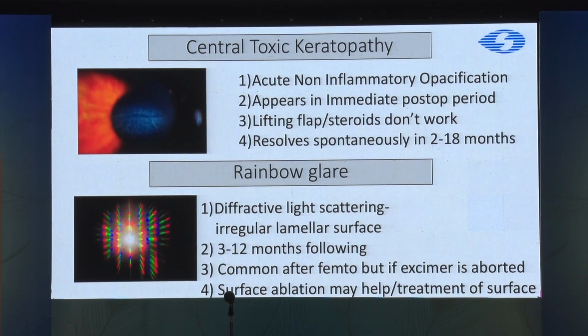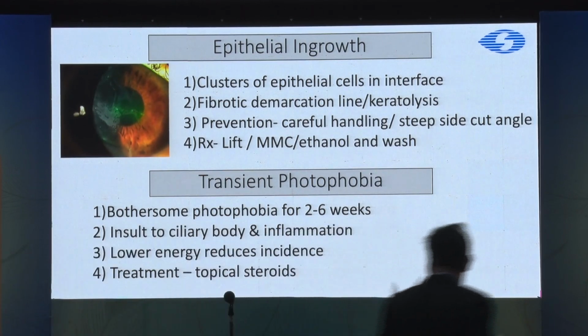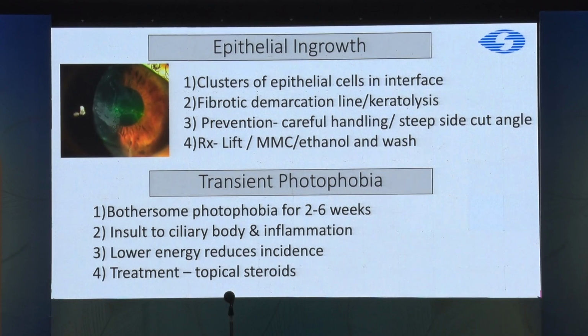Rainbow glare is again a complication peculiar to femtoLASIK, mostly seen if the femto is done but the excimer is aborted for some reason. And generally it does settle down with time, but surface ablation following a treatment of the surface may be needed. Epithelial ingrowth again is common to both, so I'll let my subsequent speakers take over the talk on that. Transient photophobia is again because of insult to the ciliary body and inflammation. The lower energy reduces incidence, so again that's why it's important to optimize your bed settings, and treatment is with topical steroids.